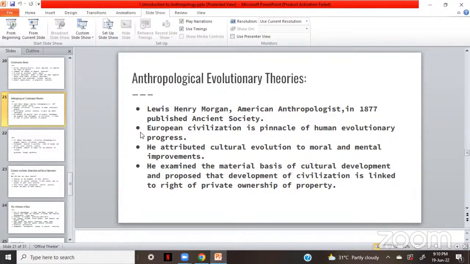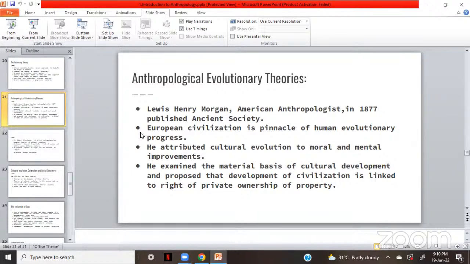Then he attributed the cultural evolution to moral and mental improvement. So basically he argued that European civilization was the pinnacle of human evolutionary progress, representing humanity's highest biological, moral and technological achievements. He said that human society had evolved to civilization through early conditions or stages, which he called savagery or barbarism.